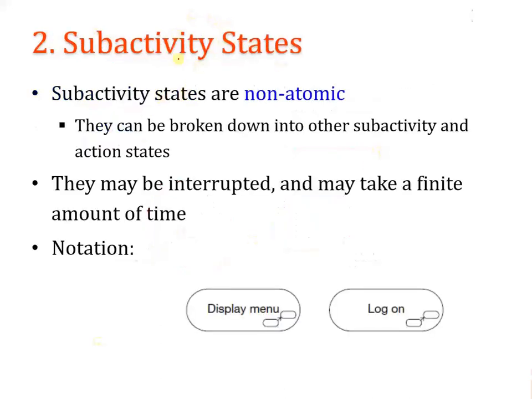Next target is sub-activity states. As we have already said, sub-activity states are a collection of actions. So they are non-atomic. They can be broken down into other sub-activities and can even have multiple actions inside them. So the three conditions which are there for actions will not apply to sub-activity states. Meaning that it can be interrupted and it may also take a finite amount of time. That is, it is not instantaneous and it can be interrupted also. The notation of this is again a rounded rectangle, but within this you can see a set of activity icons which is present over here.